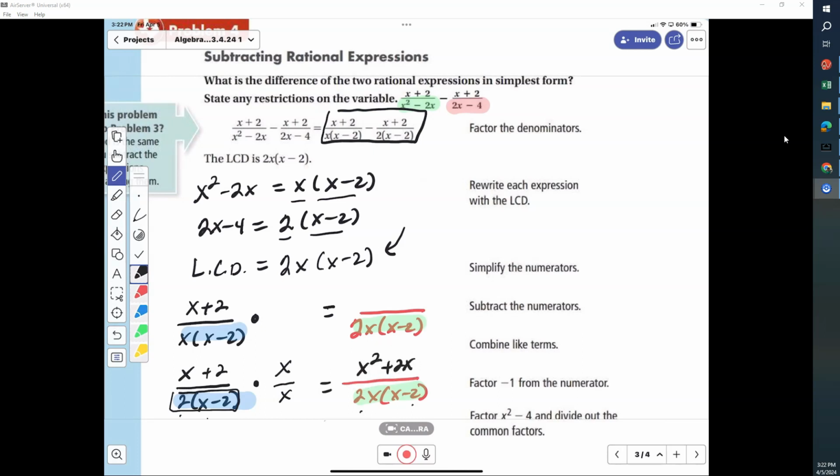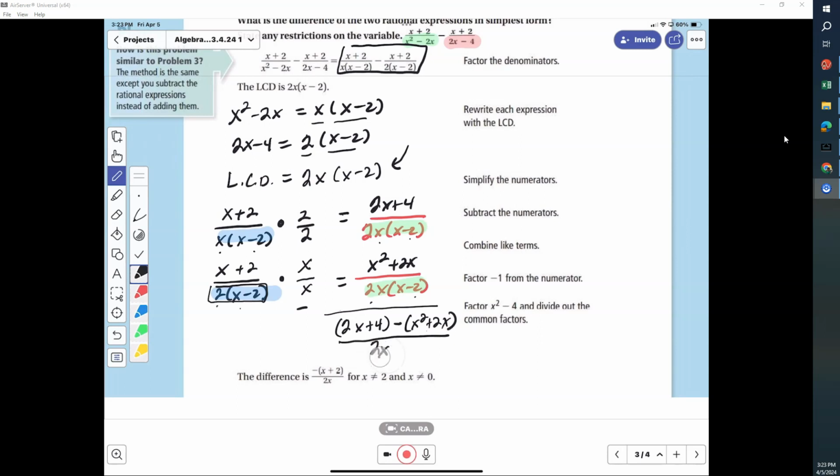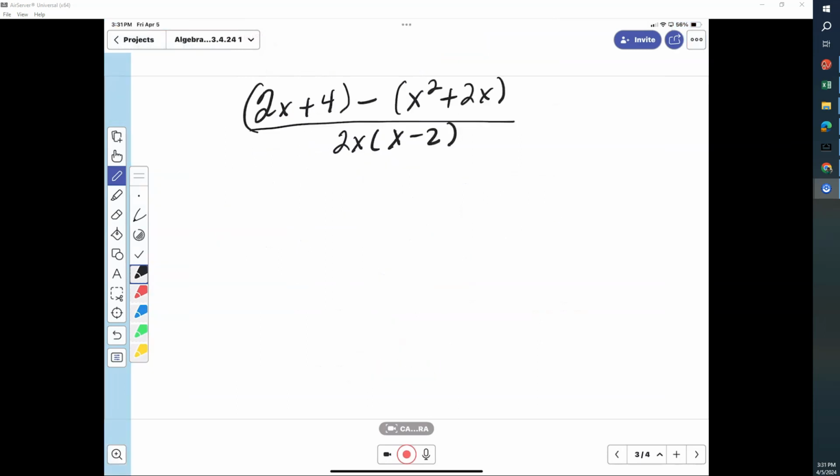Now the other fraction, we have x and we have x minus 2. So we have an x here, we have an x here, we have an x minus 2, and we have an x minus 2. So what's missing is a 2. So you have to multiply by 2. So we're going to have to do the distributive property. So we have 2x plus 4. Now you notice that we have the same denominator. So now we're able to subtract. So it's 2x plus 4 minus x squared plus 2x, over 2x times x minus 2. So this is what we're left with.